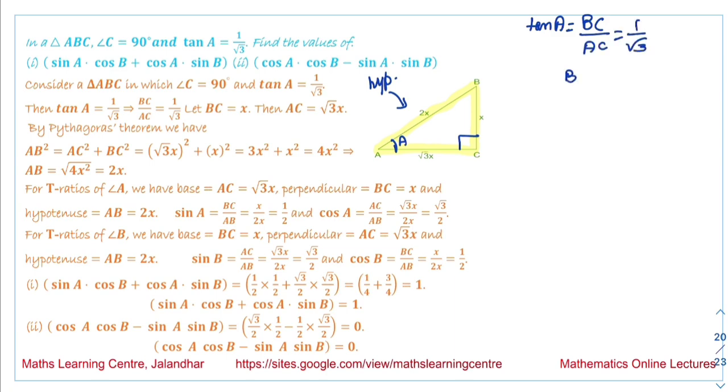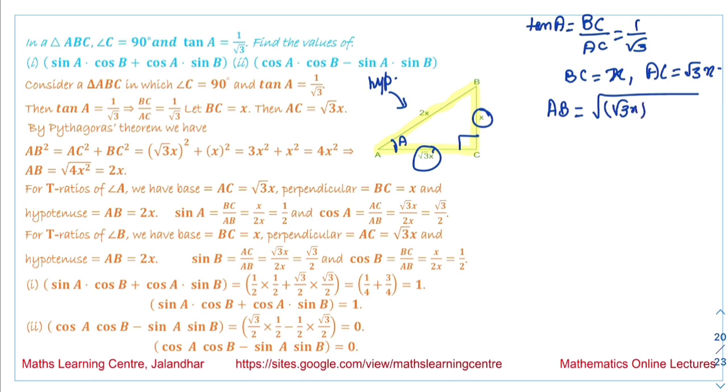So what we get is that if BC is equal to x, then AC is equal to root 3 x. These values are mentioned over here. This is a right angled triangle. So the value of AB is the square root of root 3 x square plus x square, that is equal to the square root of 4x square, that is equal to 2x. This is the side AB we have.